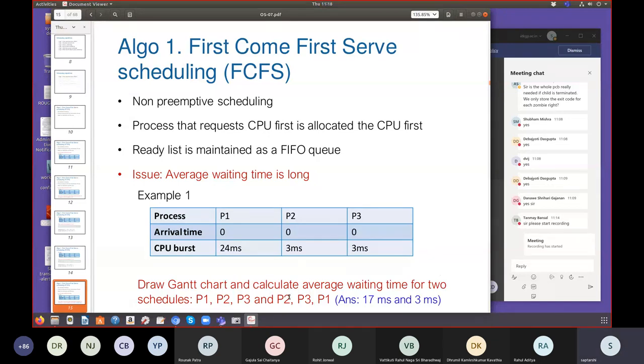So the point to note here is, in this first come first serve scheduling, depending on the exact schedule, the average waiting time can be long. If by chance this schedule is chosen, then the average waiting time would be very high.